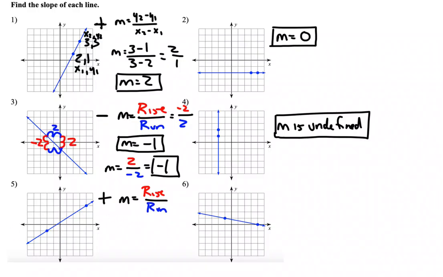All right, so how much do I rise? From here to here, I rise 1, 2, 3, 4. I rise 4. How much do I run from here to here? I run 1, 2, 3, 4, 5, 6. So my answer is just going to be that this is equal to 4 over 6.